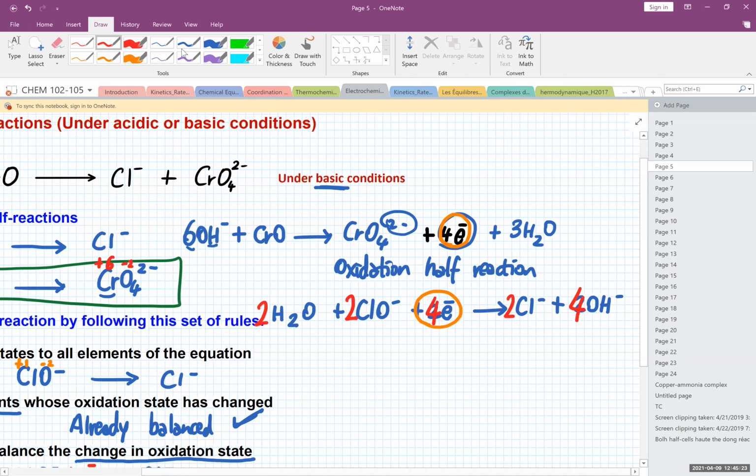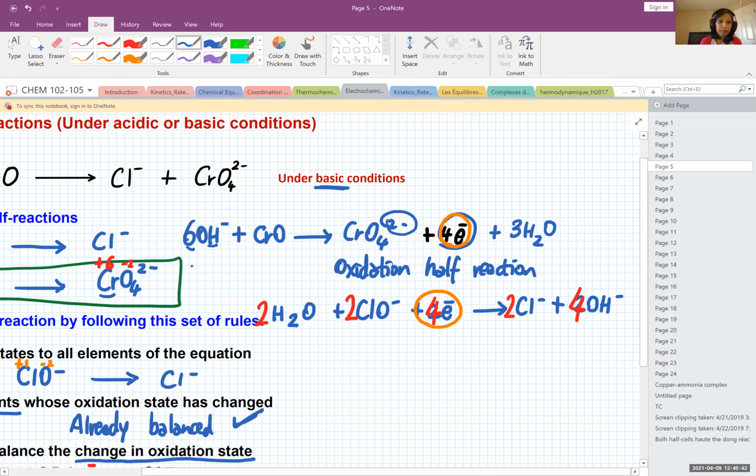Right. So then what I did here, again, I multiplied by 2 so I could make the number of electrons in the second equation the same as in the first one. But when I do that, do not multiply just the number of electrons. You have to multiply everything in that half reaction by 2.